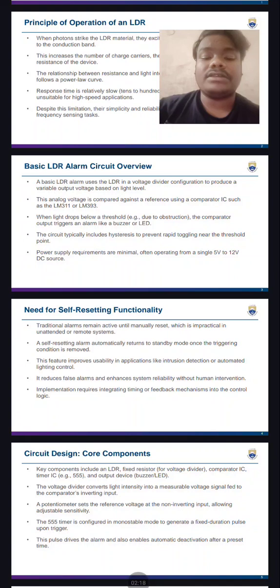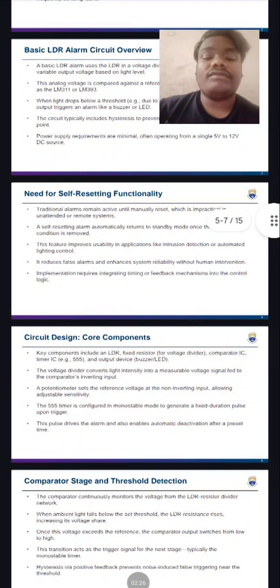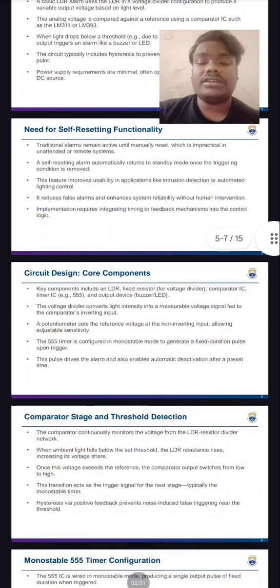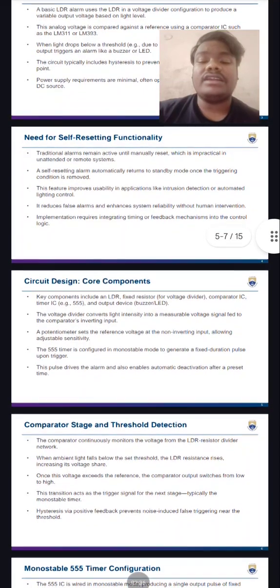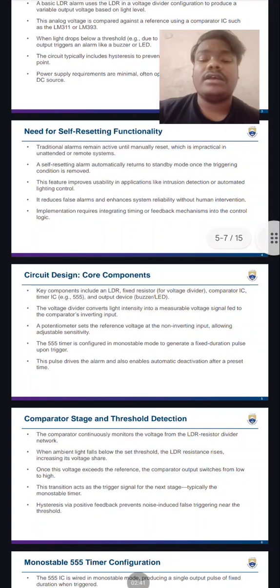Power supply requirements are minimal, often operating from a single 5 to 12 volt DC source. Next, the need for self-resetting functionality. Traditional alarms remain active until a manual reset, which is impractical in unattended or remote systems. A self-resetting alarm automatically returns to standby mode once the triggering condition is removed.